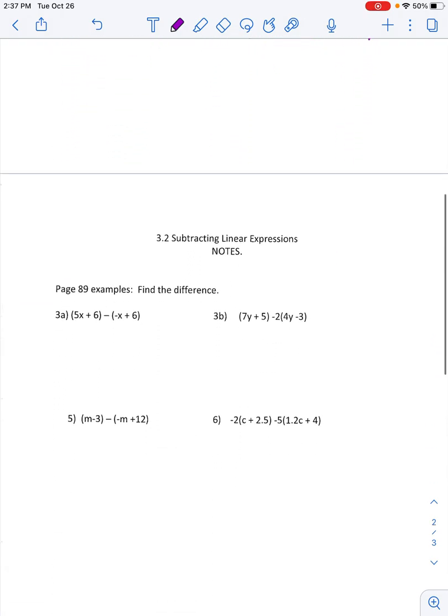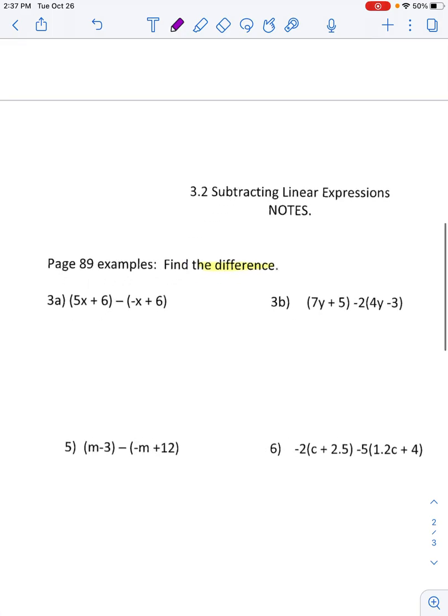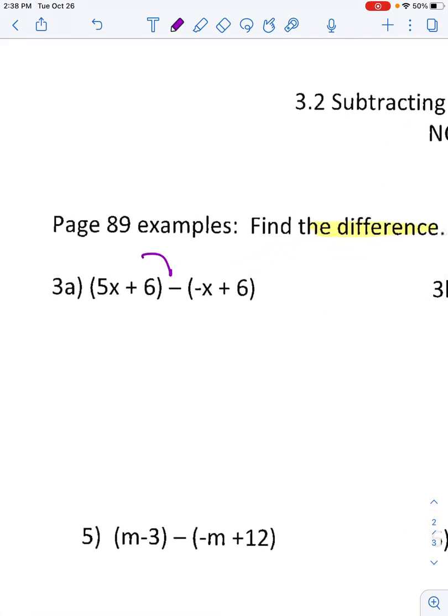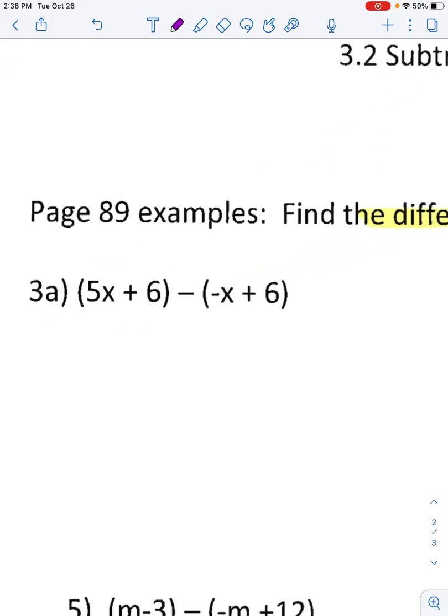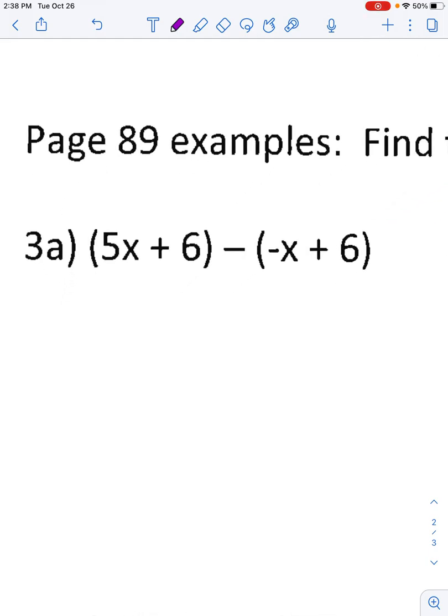If you slide on down, we also need to talk about subtracting linear expressions. This is on page 89 in the text, but now we're finding the difference. There's one key difference, and that is you're going to see a subtraction sign in between these parentheses. And remember that a subtraction sign is a synonym for a negative.